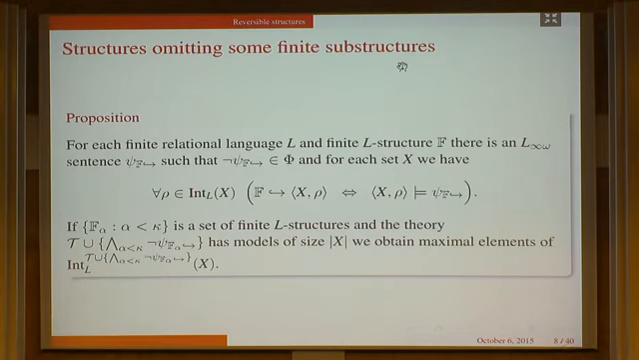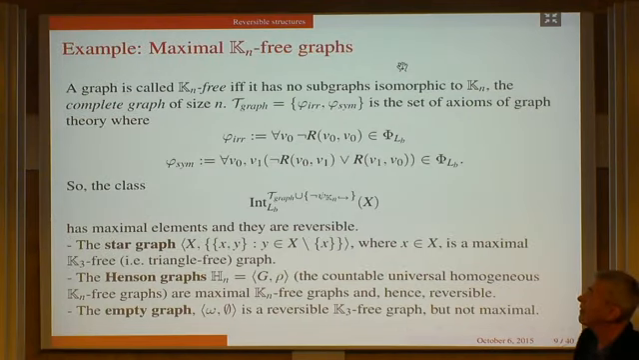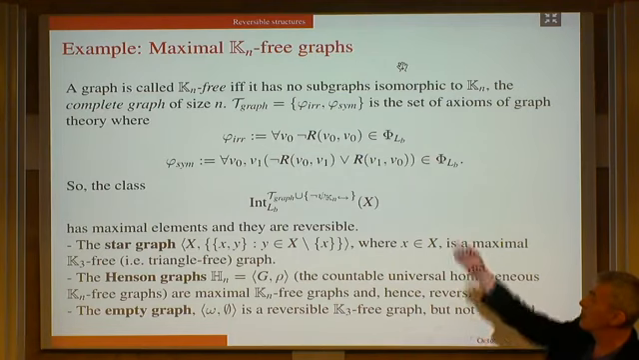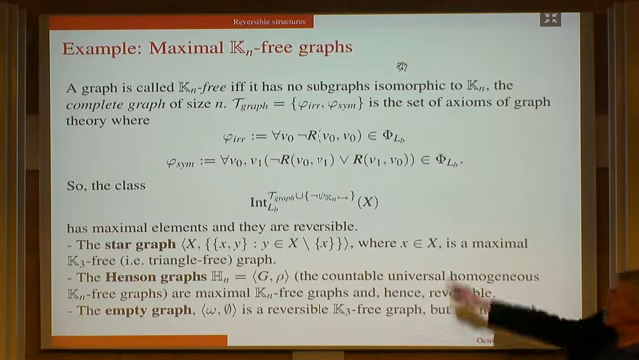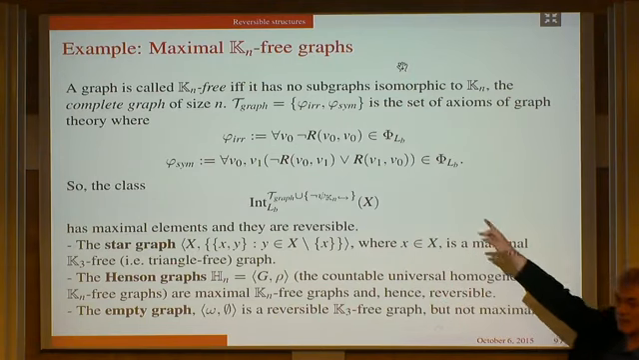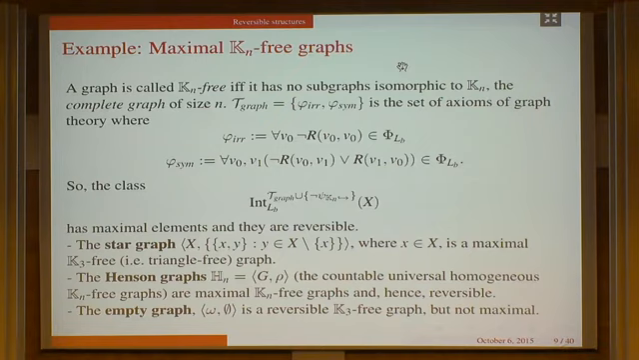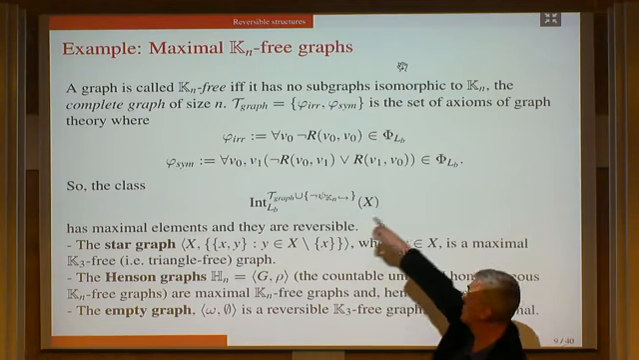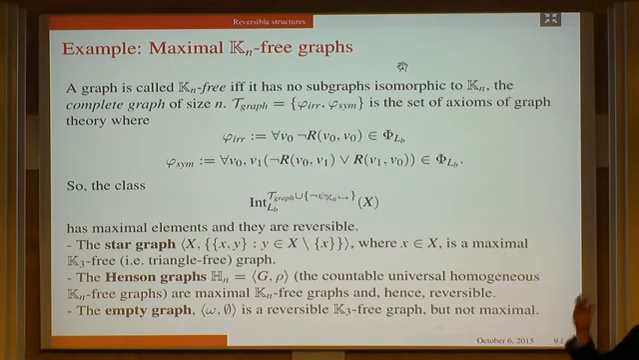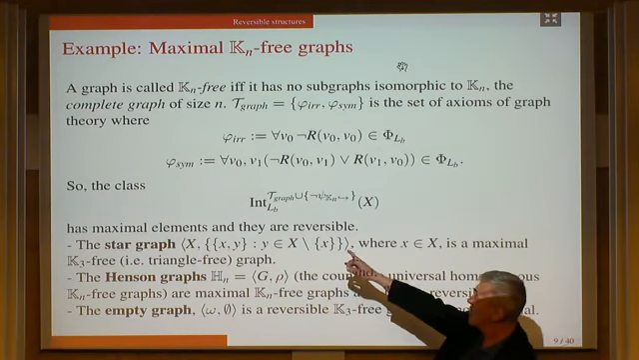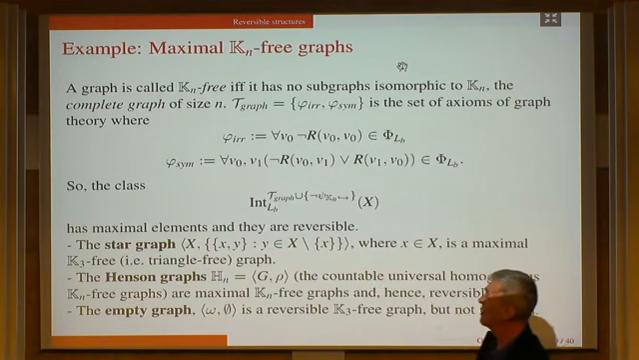And some examples are, first, maximal Kn-free graphs. For n equals 3, we have triangle-free graphs. A graph is called Kn-free if it does not have subgraphs isomorphic to the complete graph of size n. n is an integer, of course. So if we take graph theory, irreflexivity and symmetry, then these two axioms you can see are in our class phi. LB is for L binary. It is not something new. So this class has maximal elements and they are reversible.